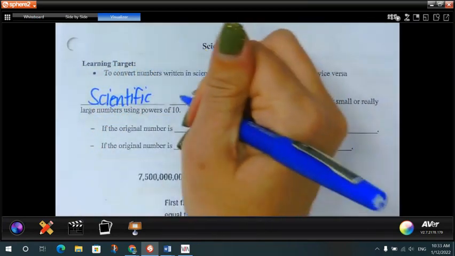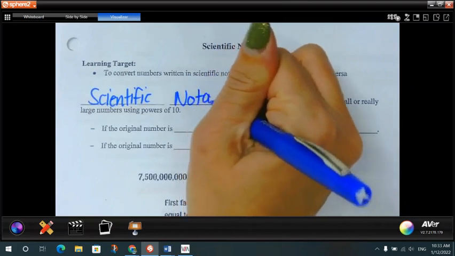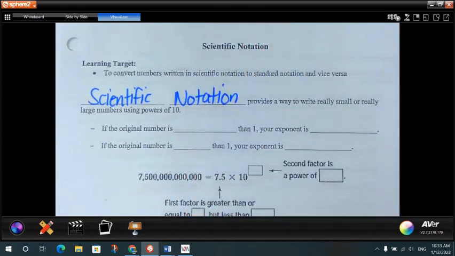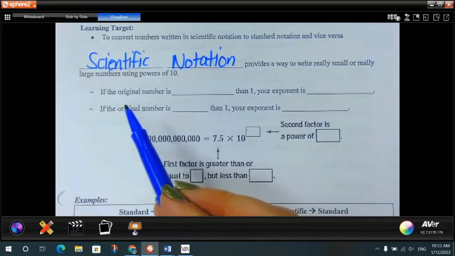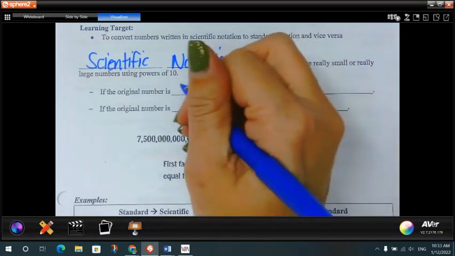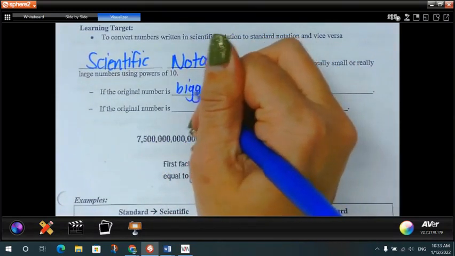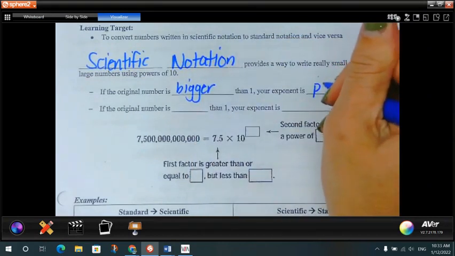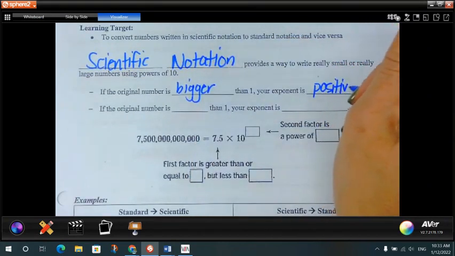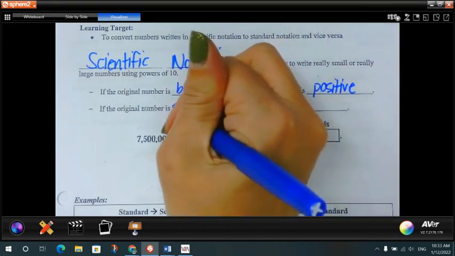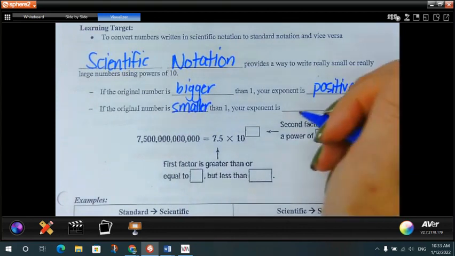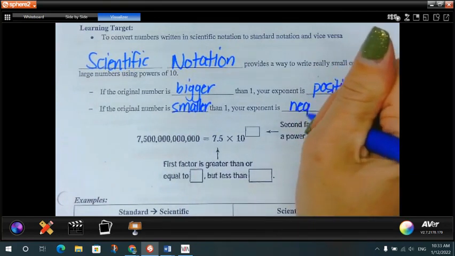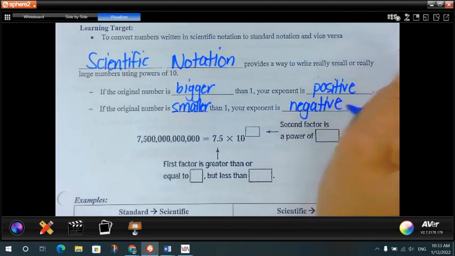So, scientific notation. This is a way to write really big or really small numbers. It's kind of a shortcut. We can write really big numbers or really small numbers with scientific notation. If our number is bigger than 1, we're going to be using positive exponents. And if our number is smaller than 1, not negative, but just a really tiny number, like a tiny decimal, then our exponent is going to be negative. Okay, and this is the way it works.